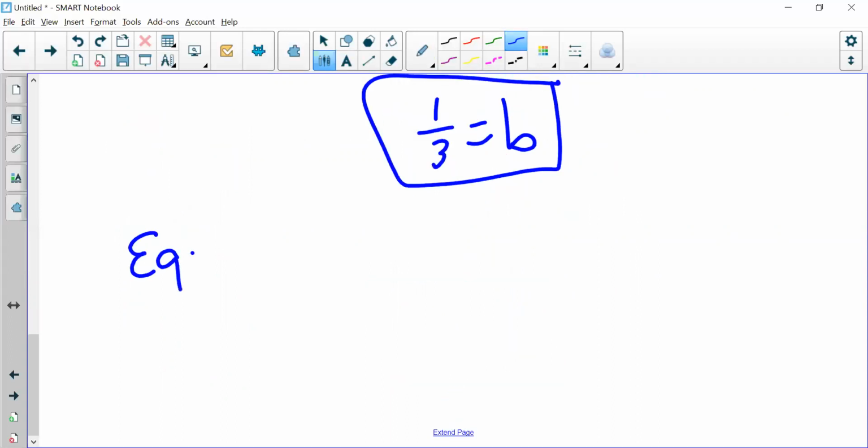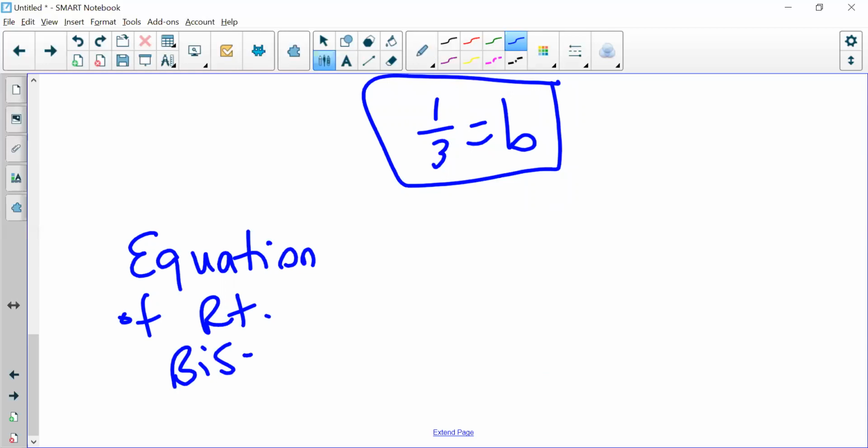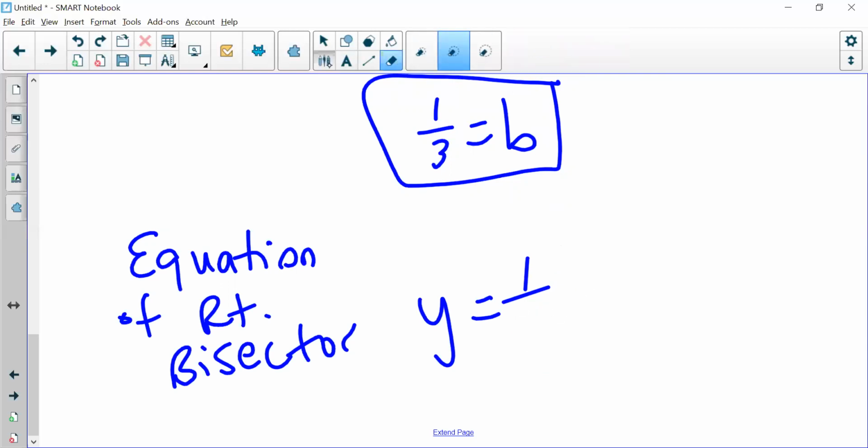Okay. Equation, right bisector. It's 1/3 x plus 1/3. That's what we got, right?